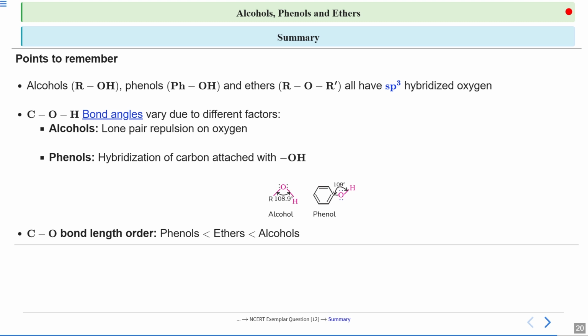Now, the CO bond length order: the CO bond length in the alcohols is the largest. Then come the ethers, which are similar to the alcohol, and the lowest is in phenols. Why? Because in the phenols, there is partial double bond character due to the conjugation of unshared electrons of oxygen, which makes the bond length shorter in the phenols compared to ethers and alcohol. So this is the order of bond length of the CO bond in the alcohol, ethers and phenols.